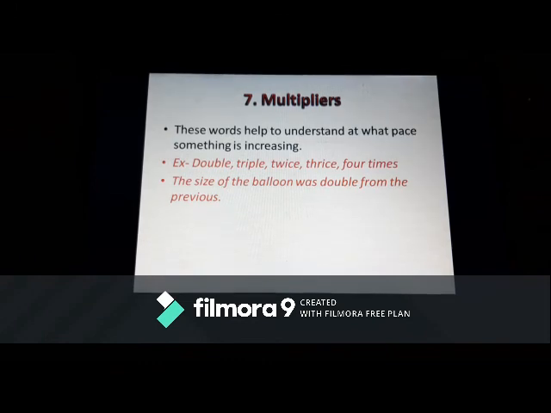Multipliers. It is very easy. Multipliers are those words that help us understand at what pace something is increasing, right? The multiplication of something is very clear from the words double, triple, twice, thrice, 4 times, 2 times. These are called multipliers. The example is: double the size of the balloon. Here the word double is a multiplier and also a determiner.